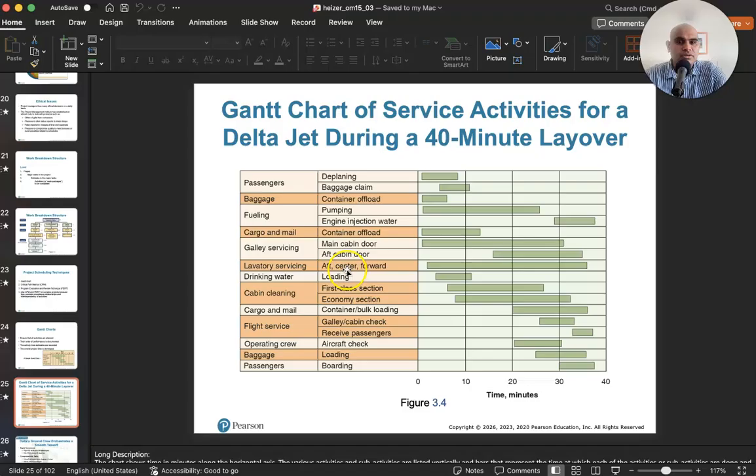And then lavatory servicing. It takes quite a while, but then again, it is not related to any other activity, right? Then drinking water, loading and offloading, right? And cabin cleaning. Now, cabin cleaning cannot happen till at least the passengers are completely offloaded. So you have to wait till the passengers are deplaned, and then you can start with cabin cleaning.